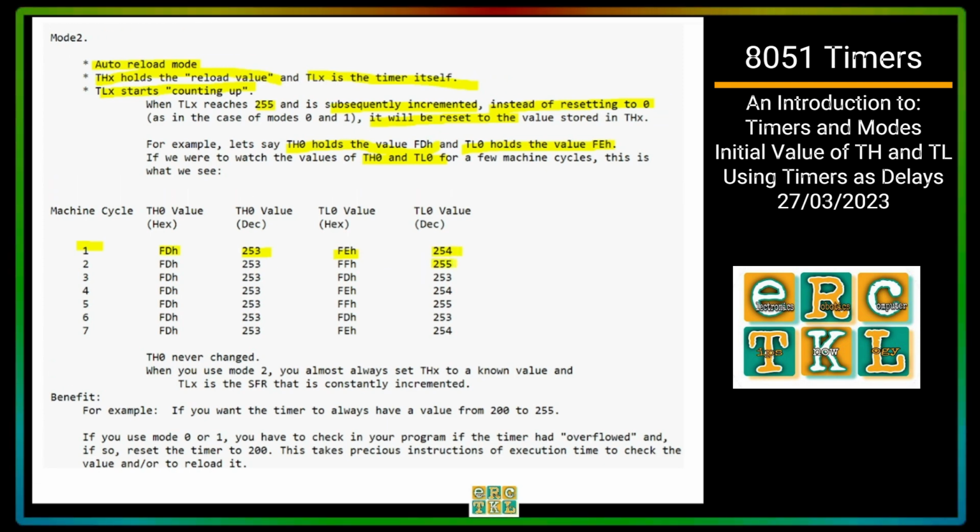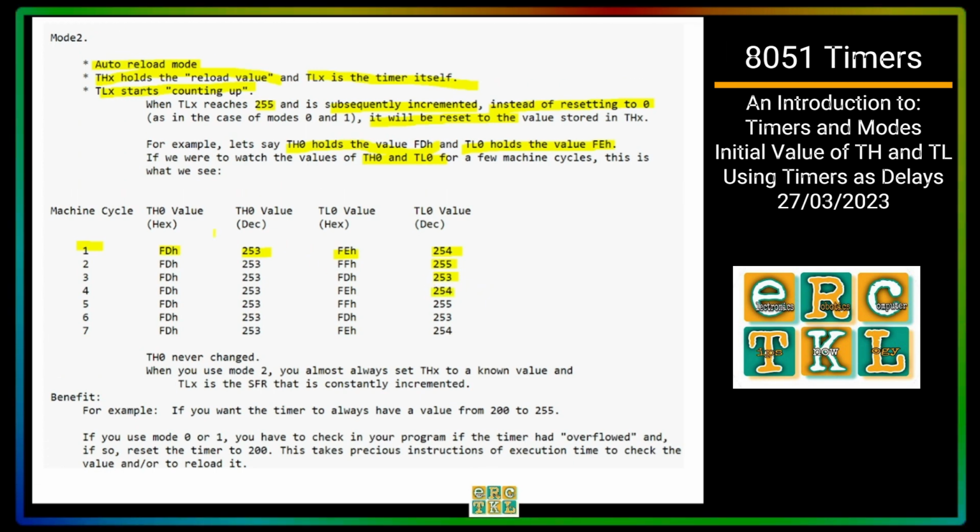What's next to 255? In mode 0 and mode 1, it should be 0. But look what happened. Does it go back to 0? No. It goes back to 253. Is it correct? No, it should be 0, right? But remember, this is mode 2. And then after 253, 254.